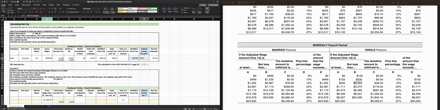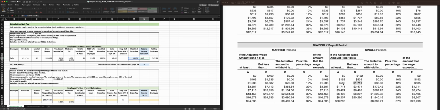So as we look at it, we have the modified gross pay, 960.30. That's in between this range. That is minus the wage at least, so 535. So you take the total minus what the minimum is. So anything above 535 is going to be taxed at a 12% rate.